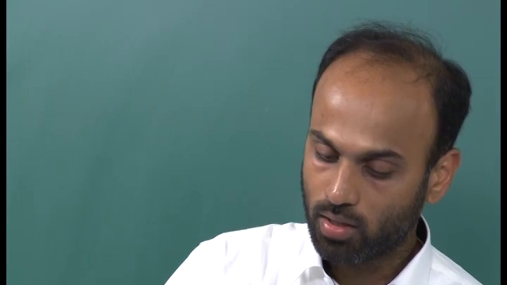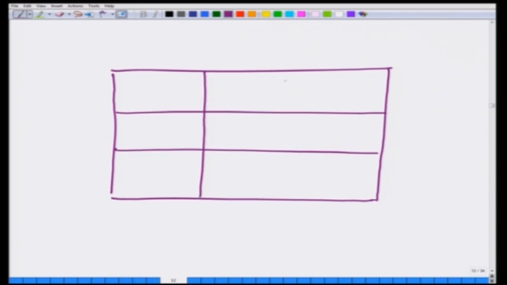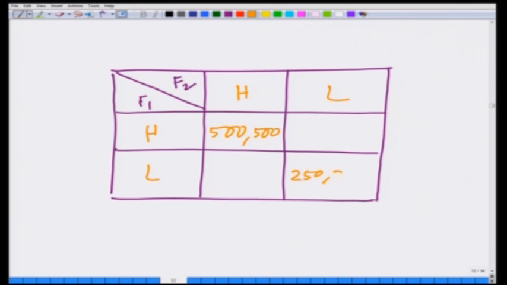And also let us observe another important point in this game. The other important aspect of this game is that, let me redraw the game again to illustrate this clearly, that we have two firms F1, F2, and both choose either high or low. You can see the Nash equilibrium outcome is L comma L, where each of them is getting 250 each, right.